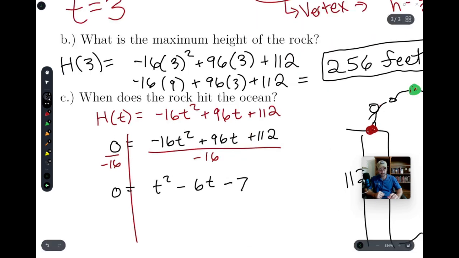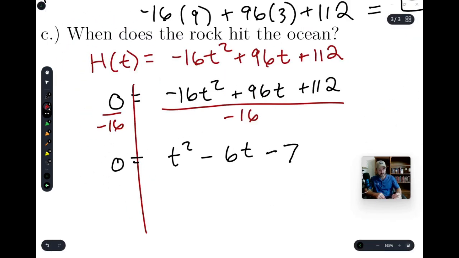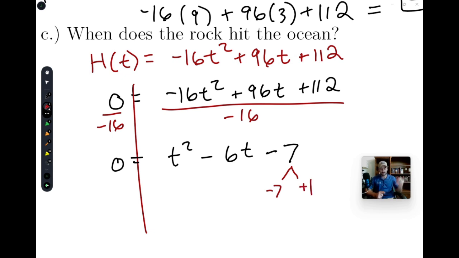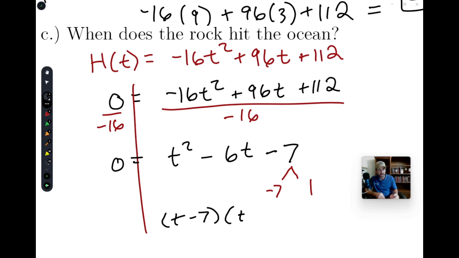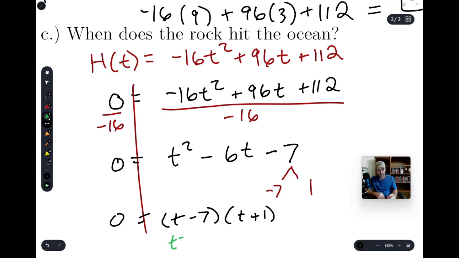All right. Now what we're going to do is ask ourselves, are there any factors of negative 7 that make up negative 6? Perhaps we try negative 7 and positive 1. Negative 7 and positive 1 works. They multiply to give you c. Negative 7 times positive 1 equals negative 7. That's good. And negative 7 plus positive 1 equals negative 6. That's your b term. Also good. So those are our factors. So we write down below (t minus 7)(t plus 1) equals 0. And then those factors give us our solutions of t equals 7 and t equals negative 1.